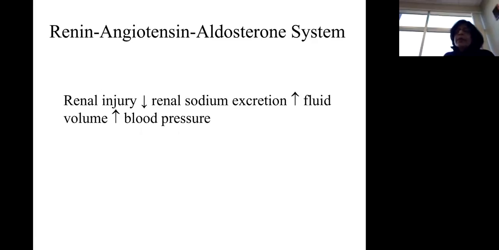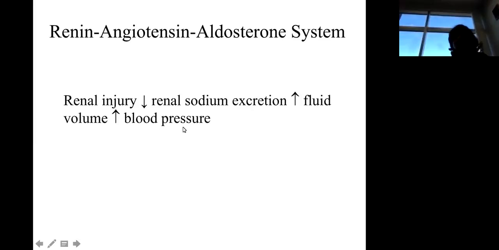All right, so we talked about the renin-angiotensin-aldosterone pathway just a few seconds ago. So we will talk about how this could be abnormal, leading to high blood pressure. Renal injury, so kidney damage. There is less salt being removed, decreased renal sodium excretion. So you're not able to get rid of enough salt. That means you're retaining more.